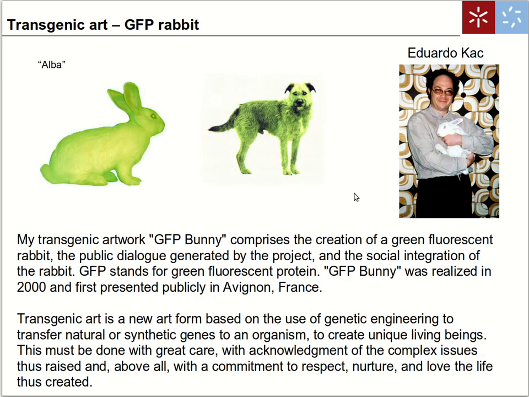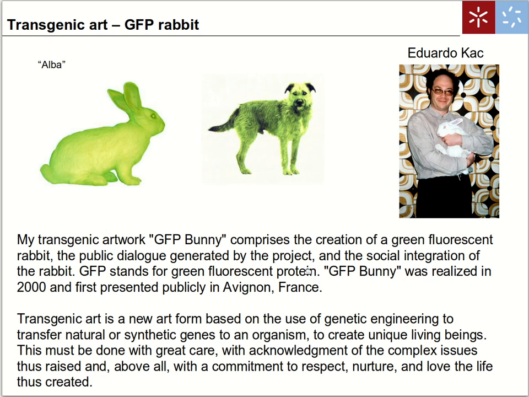Genetic engineering can also be used to create new art. This rabbit here was perhaps the first example of transgenic art. So this Brazilian, I think, artist created a transgenic rabbit that expresses GFP, green fluorescent protein. So it has this green shiny light under fluorescent light. He went on to create transgenic dogs and other animals, and this has no practical purpose, but as an art statement.